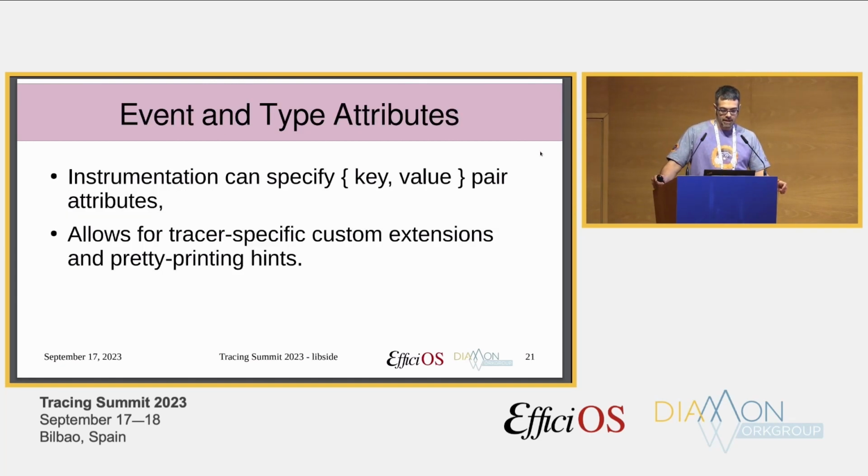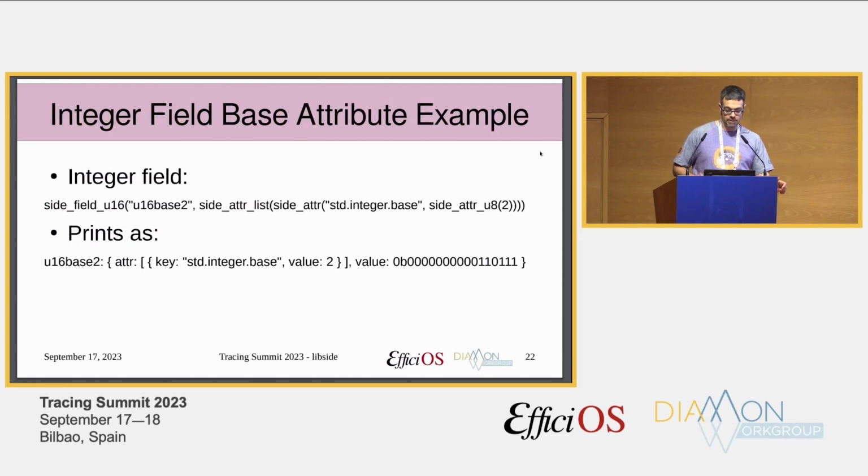So in terms of event and type attributes, there are key value pairs that can be optionally specified. It can allow tracer-specific custom extension and pretty printing hints. This is an example of pretty printing hint of unsigned 16 field, where we have an integer base attribute that specifies that it's in base 2. So when it pretty prints, whatever reads the trace will be printing as a binary like this.